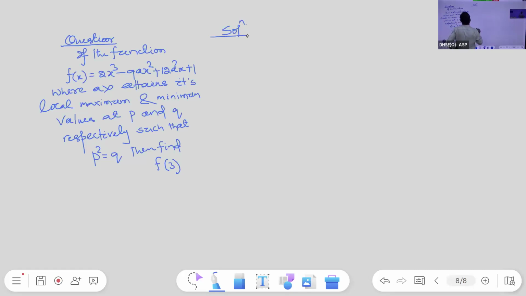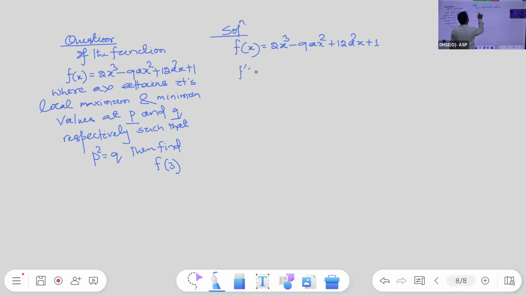f of x equals 2x cube minus 9a x square plus 12a square x plus 1. It attains maximum and minimum values at P and Q. The P and Q are roots of the equation f dash x is equal to 0.